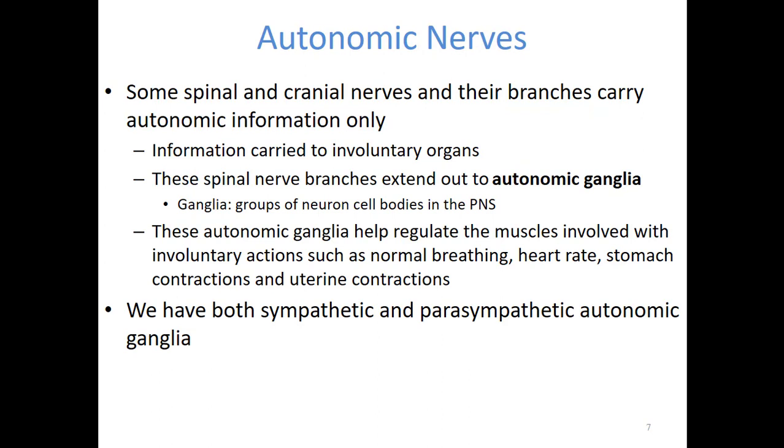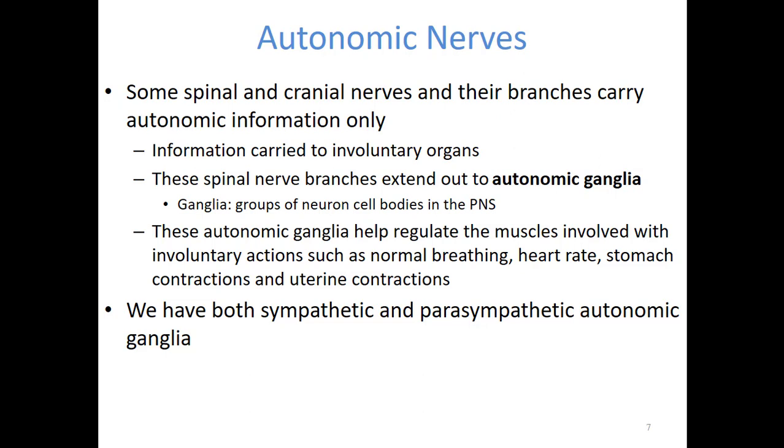Our last topic in this video is on autonomic nerves. Some spinal and cranial nerves and their branches carry autonomic information only. This is information that's being carried to involuntary organs, such as your heart or your intestines. These spinal nerve branches extend out to structures called autonomic ganglia before they extend to the organ in question. Don't forget, a ganglion is a group of neuron cell bodies in the peripheral nervous system. These autonomic ganglia help regulate the muscles involved with involuntary actions, such as normal breathing or heart rate, stomach contractions, or uterine contractions. We have both sympathetic and parasympathetic autonomic ganglia.